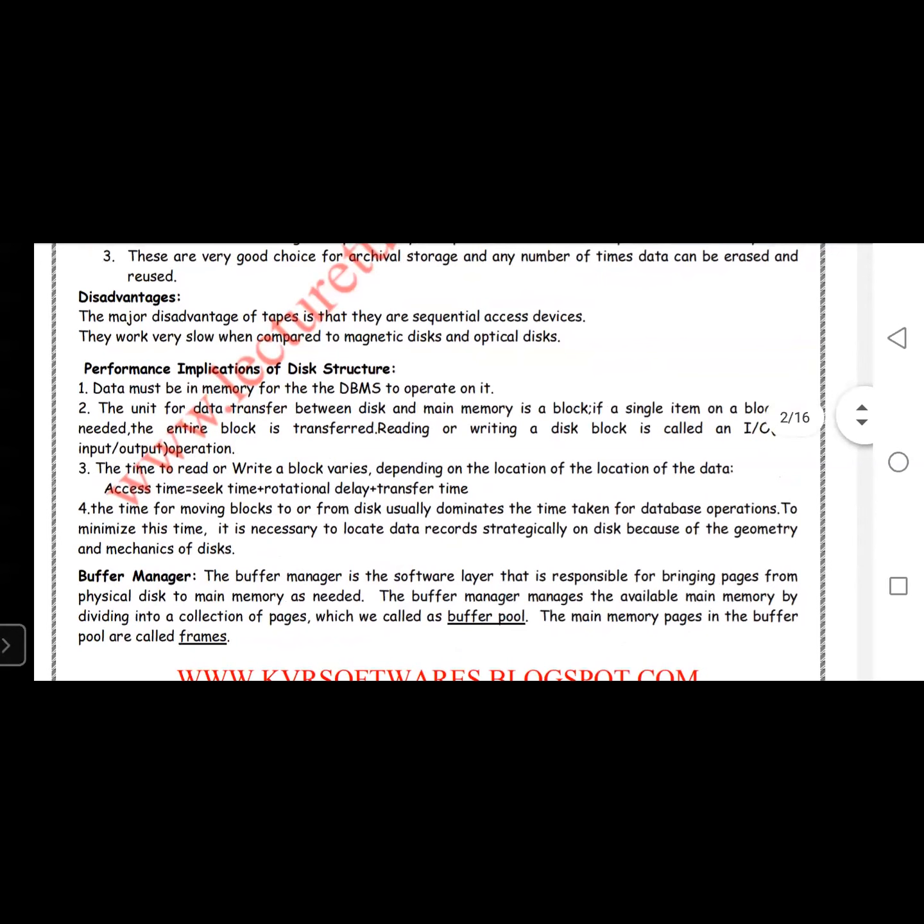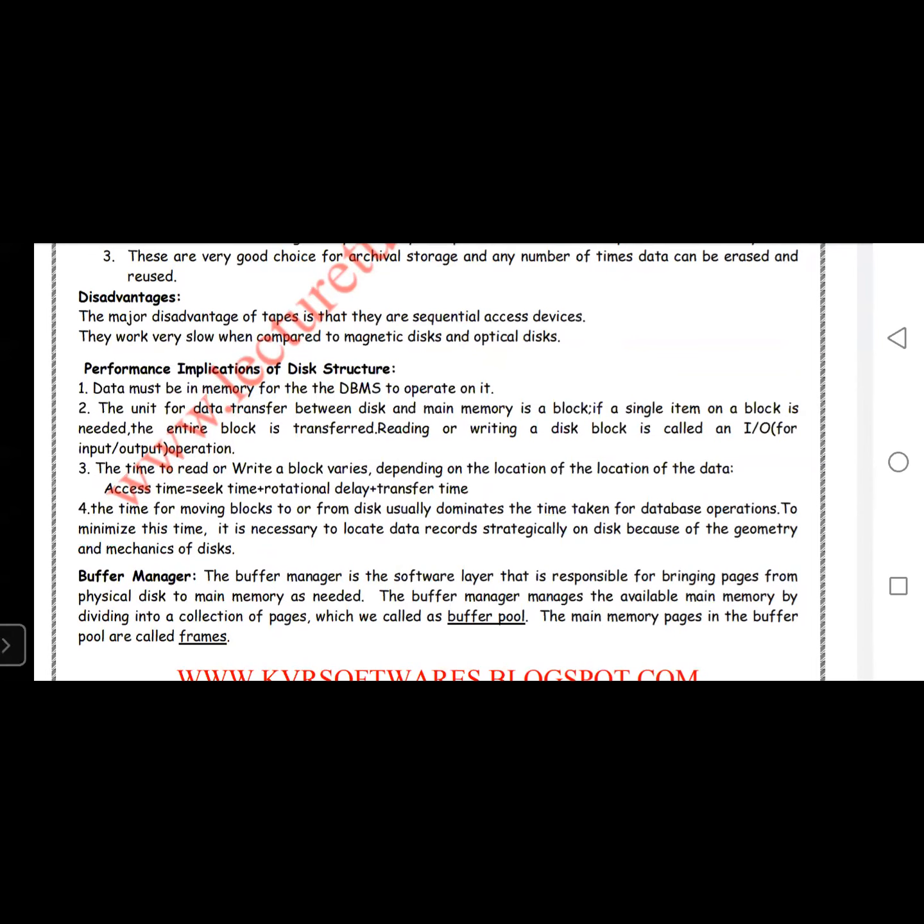So data must be in memory for the DBMS to operate on it. The unit for data transfer between disk and main memory is a block. If a single item on a block is needed, the entire block is transferred, whether reading or writing. This is called an input output operation. So what is the meaning of input output operation? It means nothing but either we are giving input or receiving output from the system. Am I right or not?